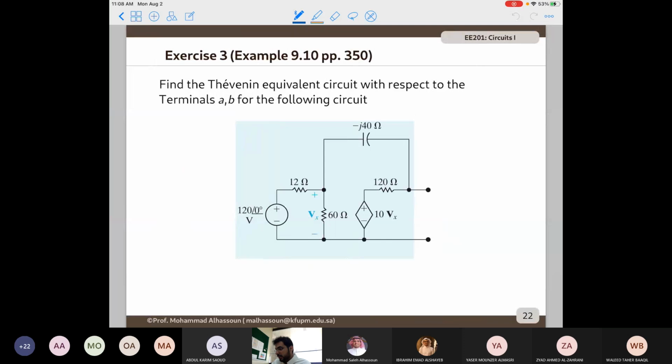So let's try to solve this exercise. In this exercise, we're trying to find the Thevenin equivalent circuit with respect to terminals A and B. This is terminal A, this is terminal B, and this is the Thevenin voltage. So we want to find the Thevenin equivalent circuit. So we need to find the V Thevenin and we need to find Z Thevenin.